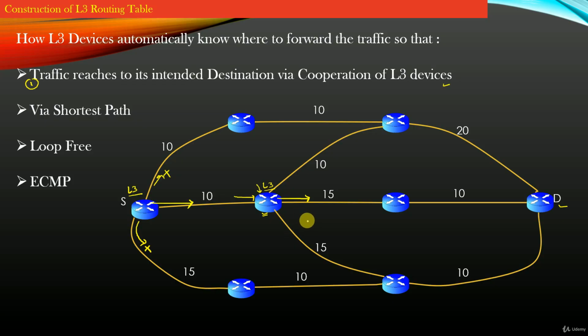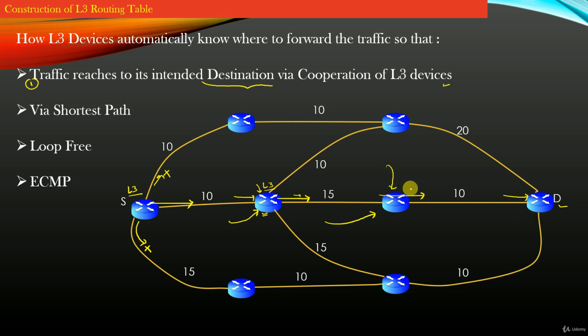So let's assume that the L3 routing table entry says to forward the traffic via this path. Similarly, when the traffic reaches this particular router, this router also forwards the traffic as per the entry in its layer 3 routing table. And finally, the traffic reaches the destination router D, right? So it simply means that the traffic reaches its intended destination from the source via cooperation of L3 devices. You can see that the router S and these other routers all forward the traffic so that it reaches its intended destination.